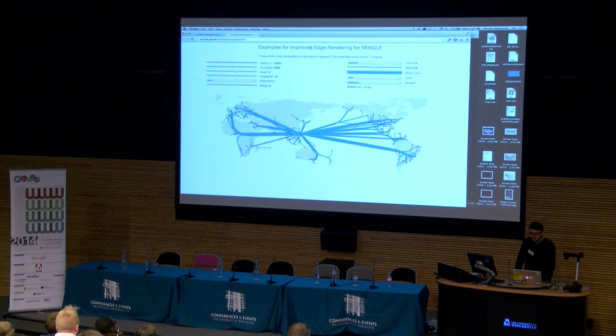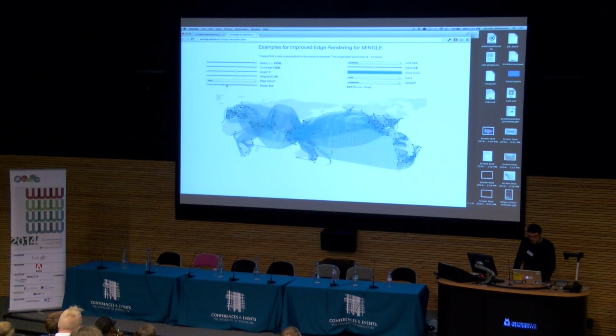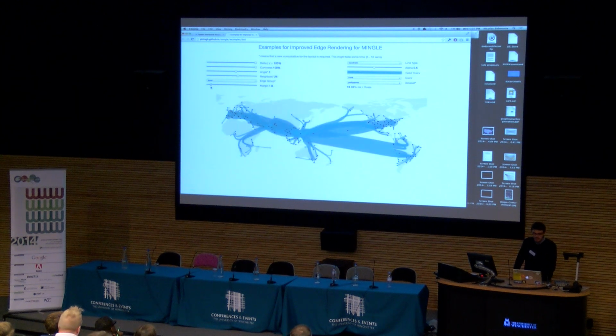It's called improved edge rendering, and you can play with the different parameters here. For example, you can say let's have 24, 25 neighbors. Neighbors are the number of edges you want to collapse together, right? This is the margin argument that you can change, which shows the different spacing in the bundles, right?